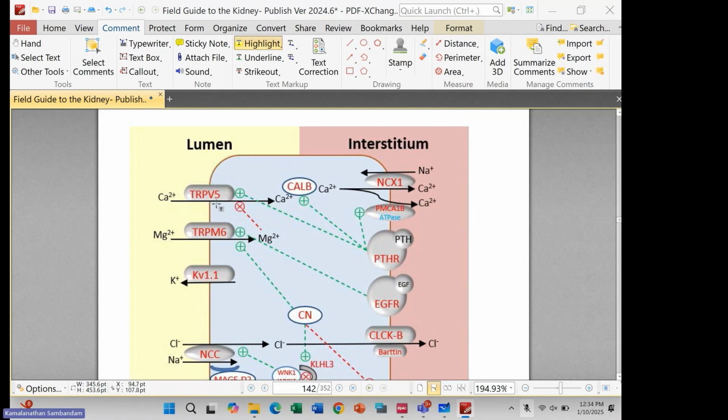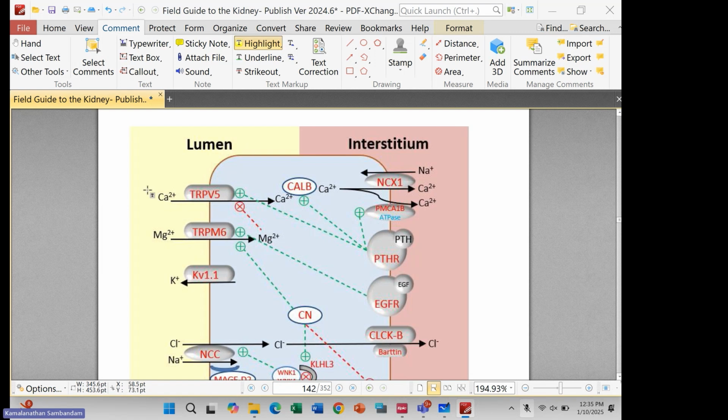So TRPV5, we've talked about before, this transporter is gated by magnesium. And so let's walk this out. If I have a defect in absorption of magnesium via TRPM6, it stands to reason my intracellular magnesium concentration will be reduced. If intracellular magnesium concentrations are reduced, I will have a release of the inhibitory effect of magnesium on TRPV5, and therefore I will be more avidly reabsorbing calcium.